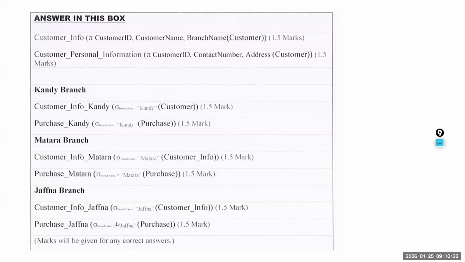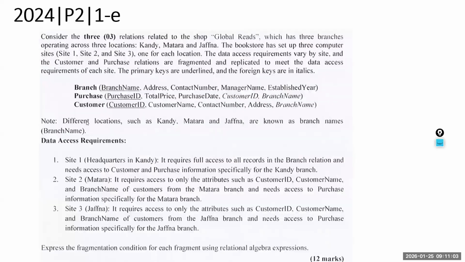Okay, purchase Jaffna. But branch details, they have not done any sigma, right? So that means branch details, every branch gets full access, it looks like according to this. You can see they have not done sigma for the branch table. Okay. Maybe because it's just a 3-record table, right? I don't know. For some reason, they have not done any, because the question says Matara needs Matara branch details, Jaffna needs Jaffna branch details.